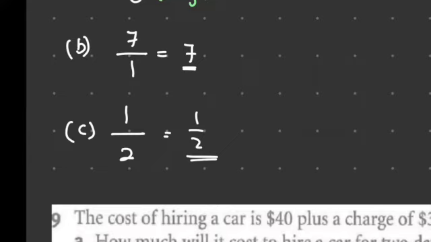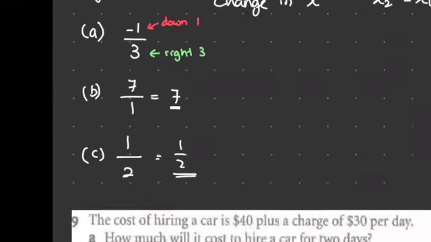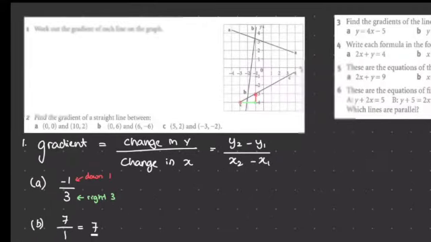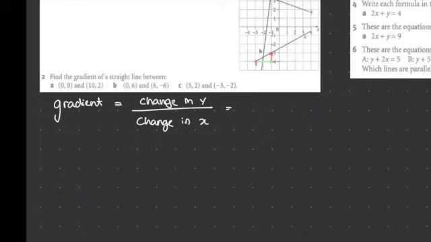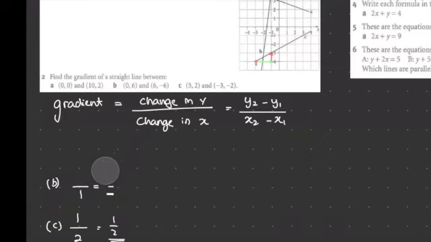Right. Okay, now let's erase all of this and look at question number 2. Oh, don't want to erase the formula though, because we need to find the gradient. So now, for number 2, a gradient of a straight line between 0, 0 and 10, 2.